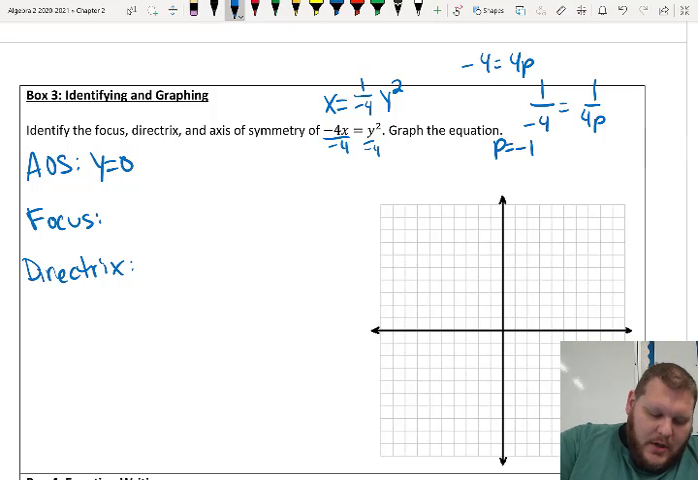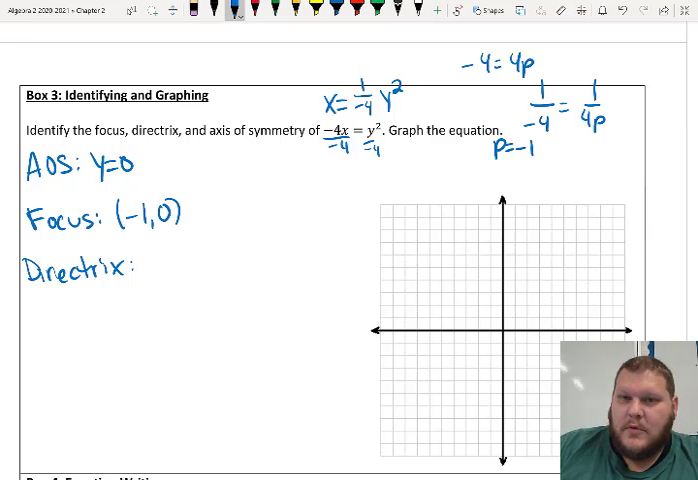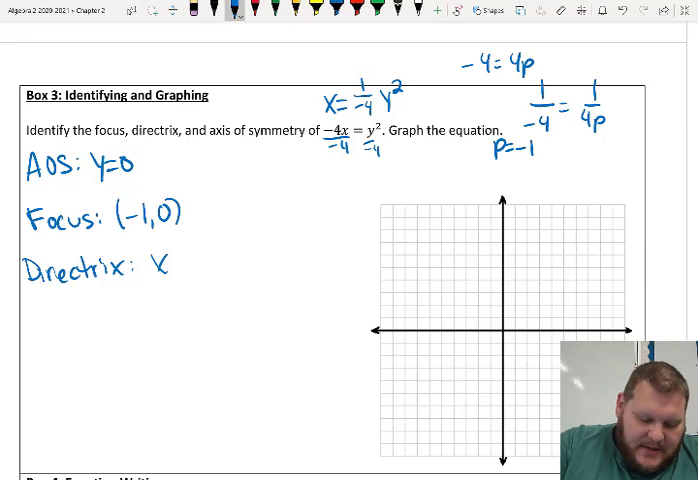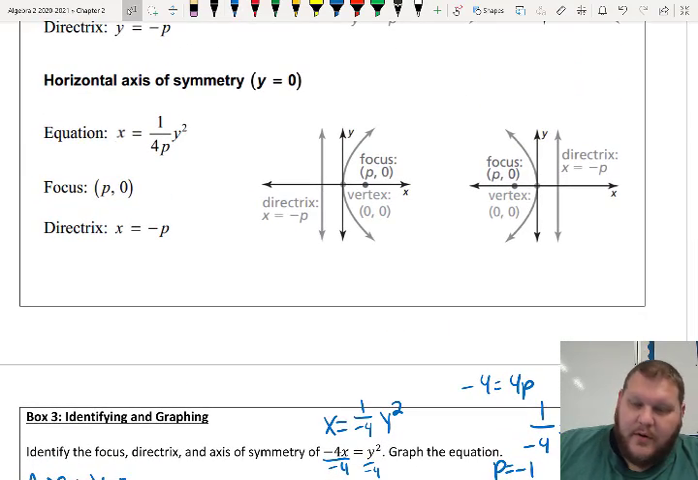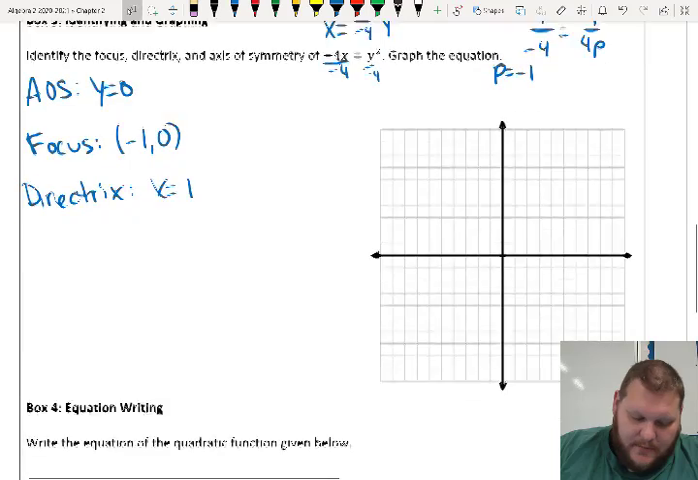So my p value equals negative 1. That means my focus is (negative 1, 0), and my directrix is x equals positive 1. Because again, I'm just plugging those into my formula from up above. My (p, 0) is my focus. x equals negative p is my directrix. So since my p was negative 1, my x equals has to be positive 1.